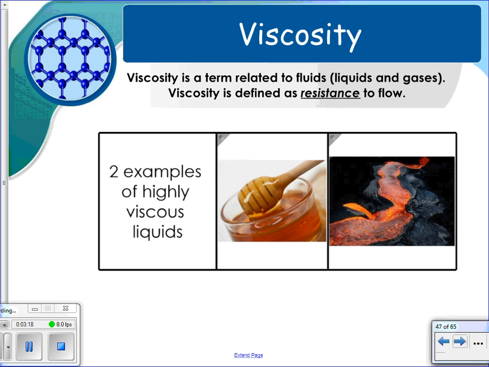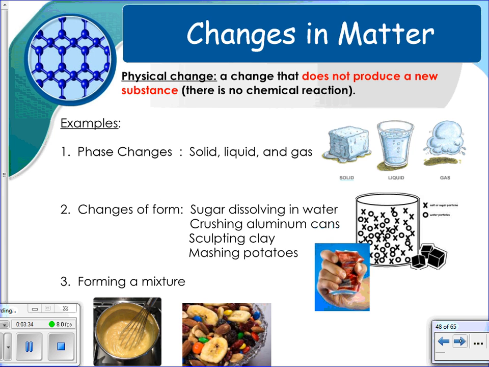Viscosity is a term related to fluids. It's the resistance to flow. So something that flows very slowly is going to be very viscous, and things that flow very quickly are less viscous. And that viscosity has to do with intermolecular forces that we're going to cover in a later unit.